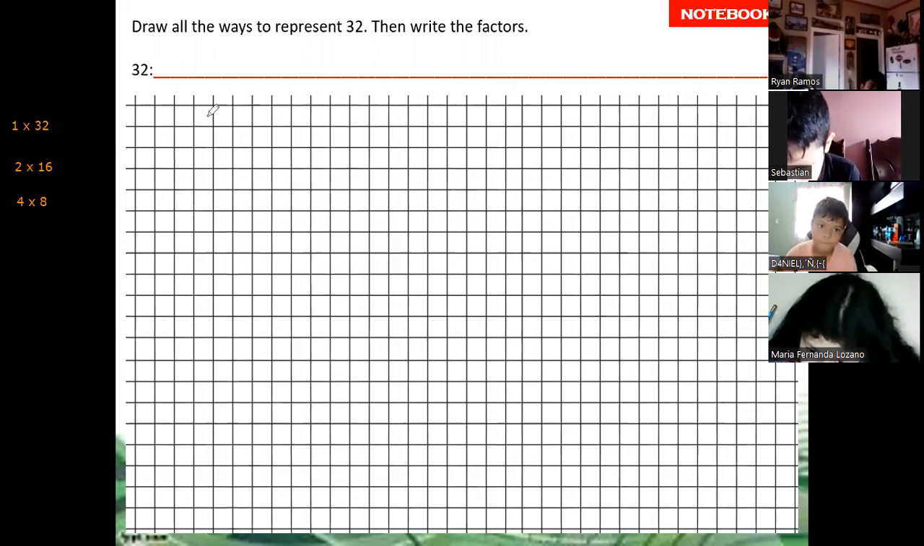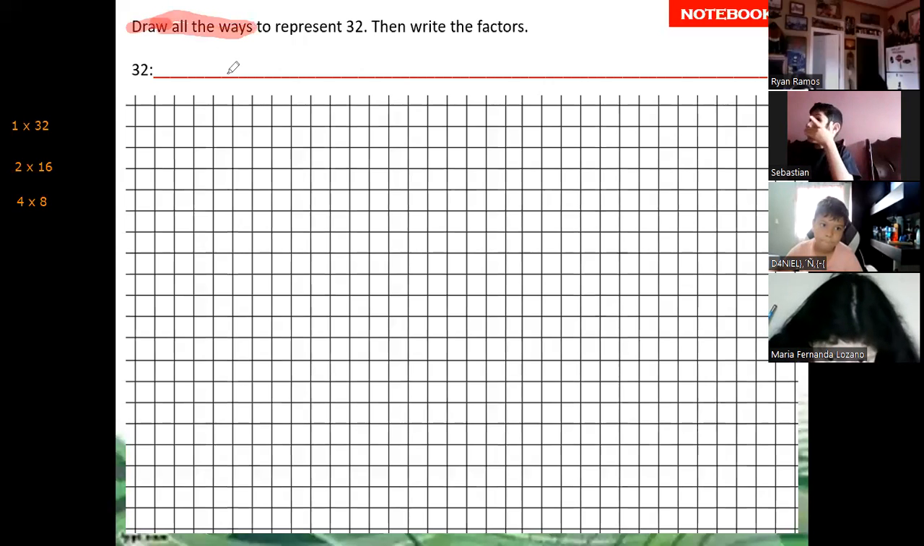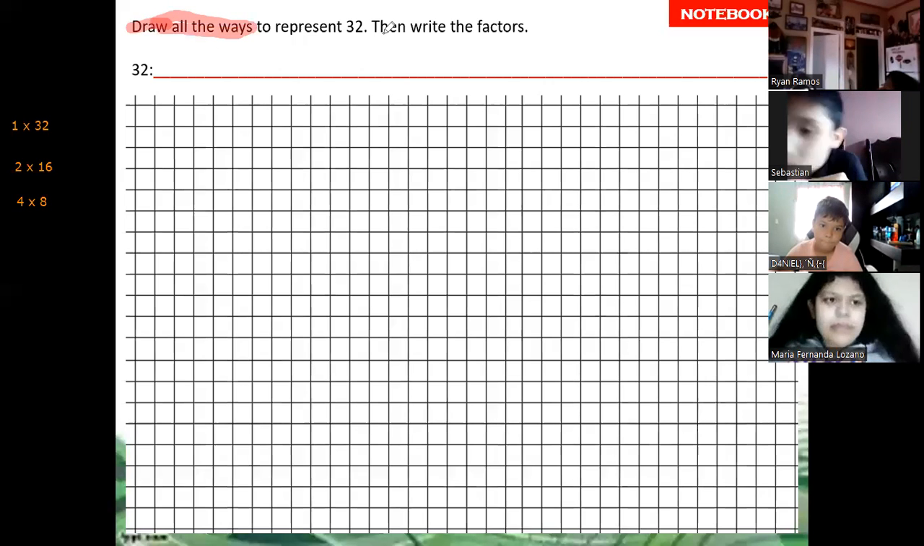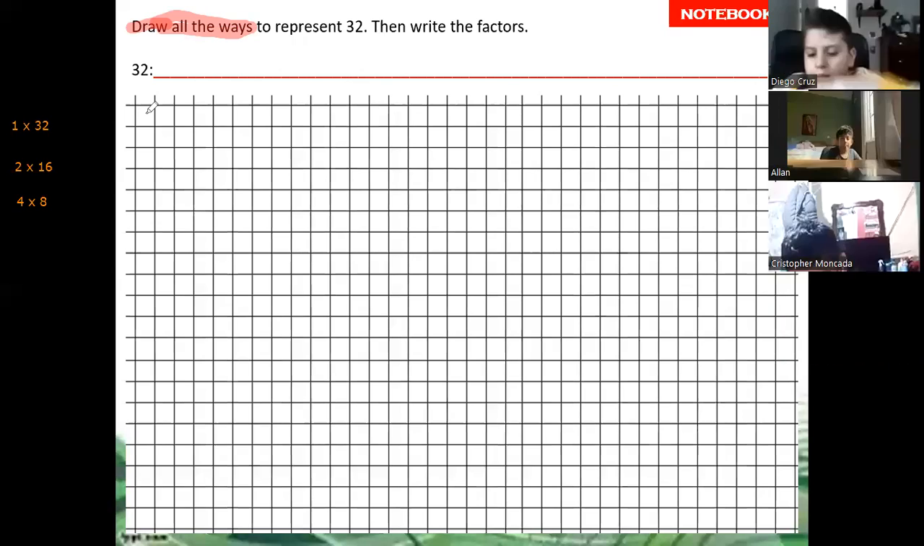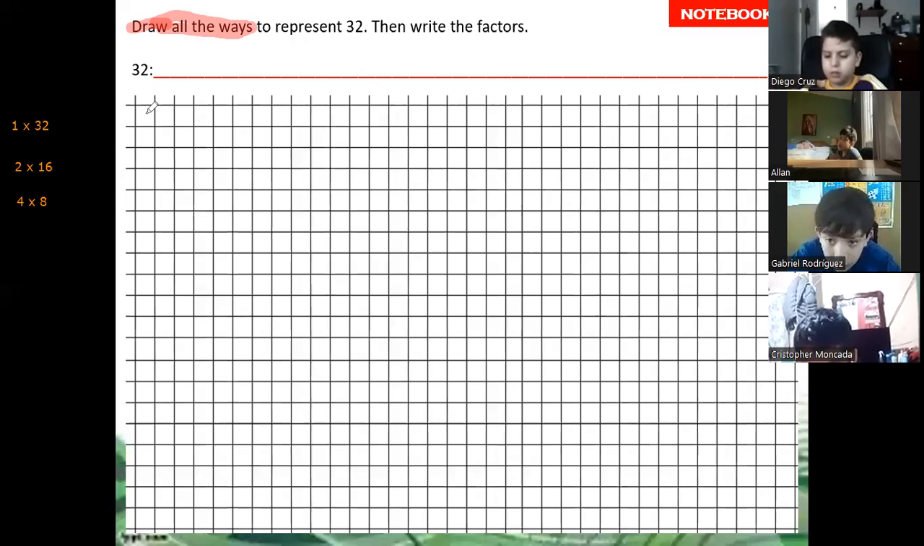Now, we have to represent this. The first one, I need to draw all the ways. No, I need your attention. In the exam, you're not going to draw because it's not possible, but I will give you the model. The only thing that you can do is, for example, select. You can type something, but not draw.